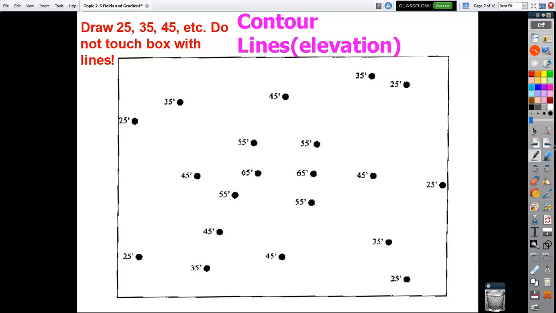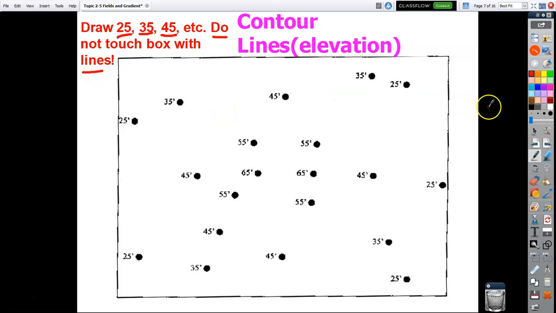This is a different one. So in this case, I wrote up here, we're going to draw, and these are not degrees. That was temperatures. These are elevations in feet. So we have a piece of land. We're looking down on it, and we're going to be drawing contour lines, which connect equal elevation. So we're going to draw the 25-foot, the 35-foot, the 45-foot, etc. But notice it says do not touch the box. These are going to be more like circles.